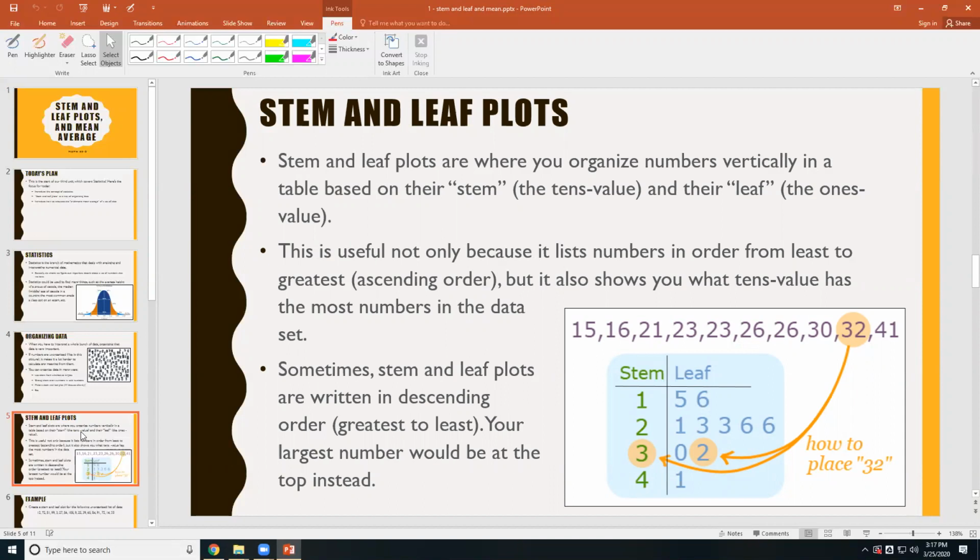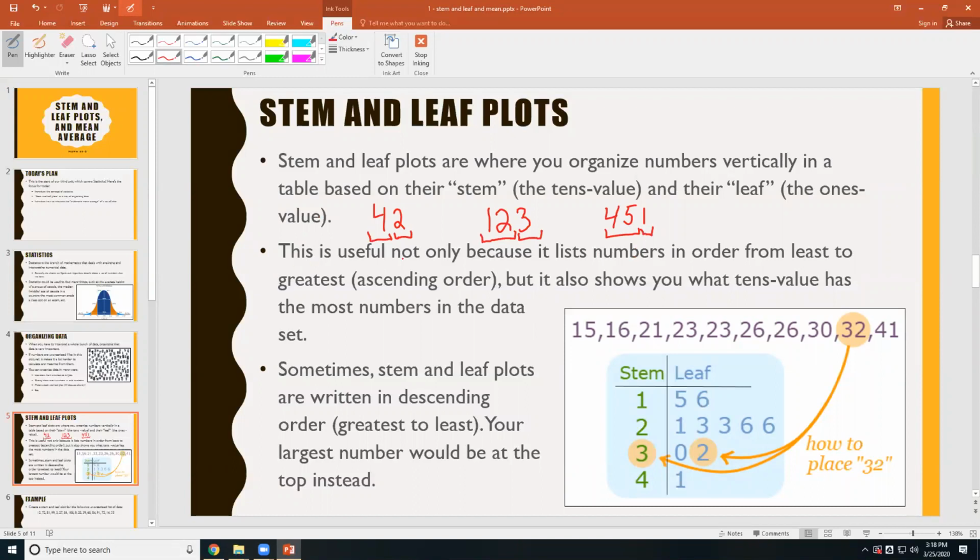Stem and leaf plots are where you organize numbers vertically in a table based on their stem, which is their tens value, and their leaf, which is the ones value. Now, just to be a little more clear on this one, if you had a number like 42, then the stem would be the 4, and the leaf would be the 2. Now, if you have a number that's got more than 2 digits, like let's say 123, well, then your stem is not only the tens place, but also your hundredth place. So in other words, 12 would be our stem, and 3 would be our leaf. Okay, we'll do one more. Let's say if we had 451, then 45 is our stem and 1 is our leaf.